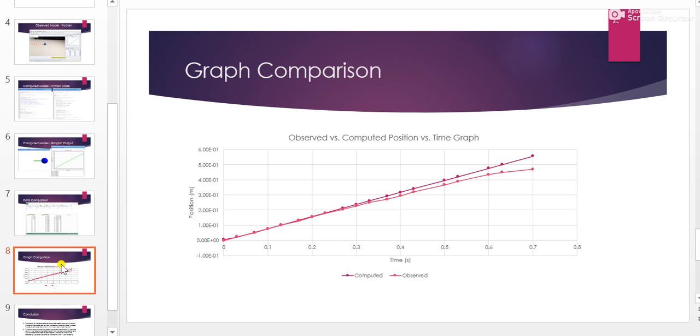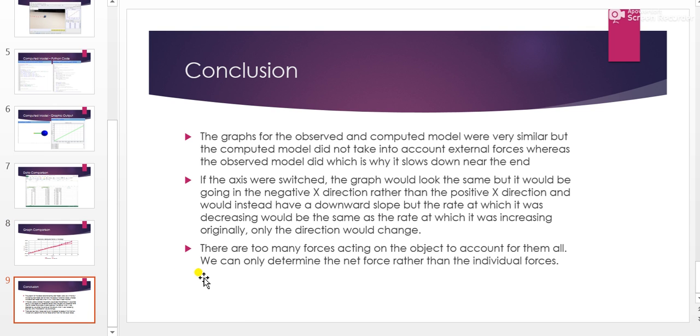Then I used those to put it onto a graph, and you can see that the computed model graph is extremely straight because it was not taking into account external forces, whereas the observed model did take that into account because we were doing it live. You can see that it's a little bit different than the computed model's graph because it wavers off at the end, which means that it got a little bit slower due to these external forces, which makes a lot of sense. That was one of my main conclusions.